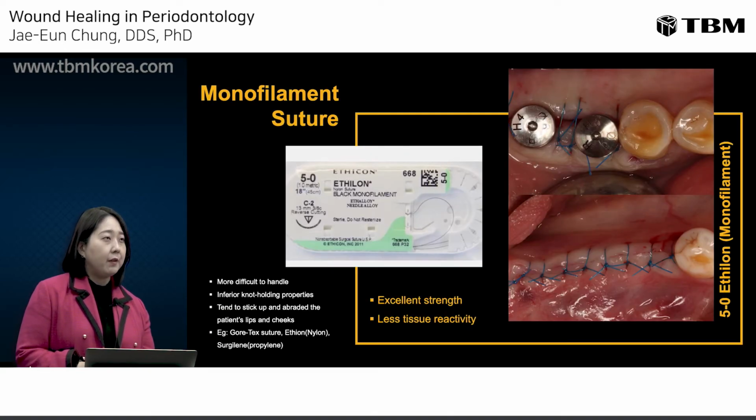I usually use 5-0 ethylene for implant surgery or periodontal surgery. This is a monofilament non-resorbable suture material and has excellent strength and less tissue reactivity. These kinds of monofilament sutures, like nylon, ethylene, and Dafilon, are more difficult to handle or tie because there is little friction in the suture material. And 4-0 nylon suture can irritate or abrade the oral mucosa around the wound site, so I recommend using 5-0 nylon or ethylene suture in periodontal surgery.